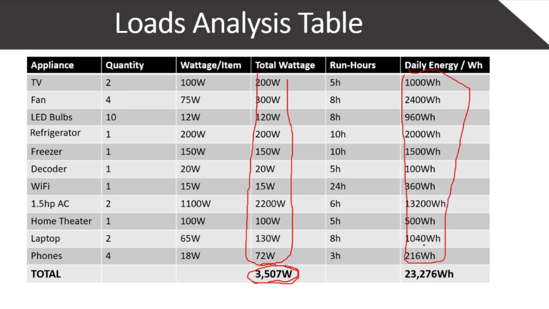And your daily energy consumption, which is 23,276 watt-hours, you use for sizing your solar panels and your battery bank. So always take note of that. When you sum all your total wattage, you use that figure for your inverter, and the daily energy you use for your battery bank and your solar panels.